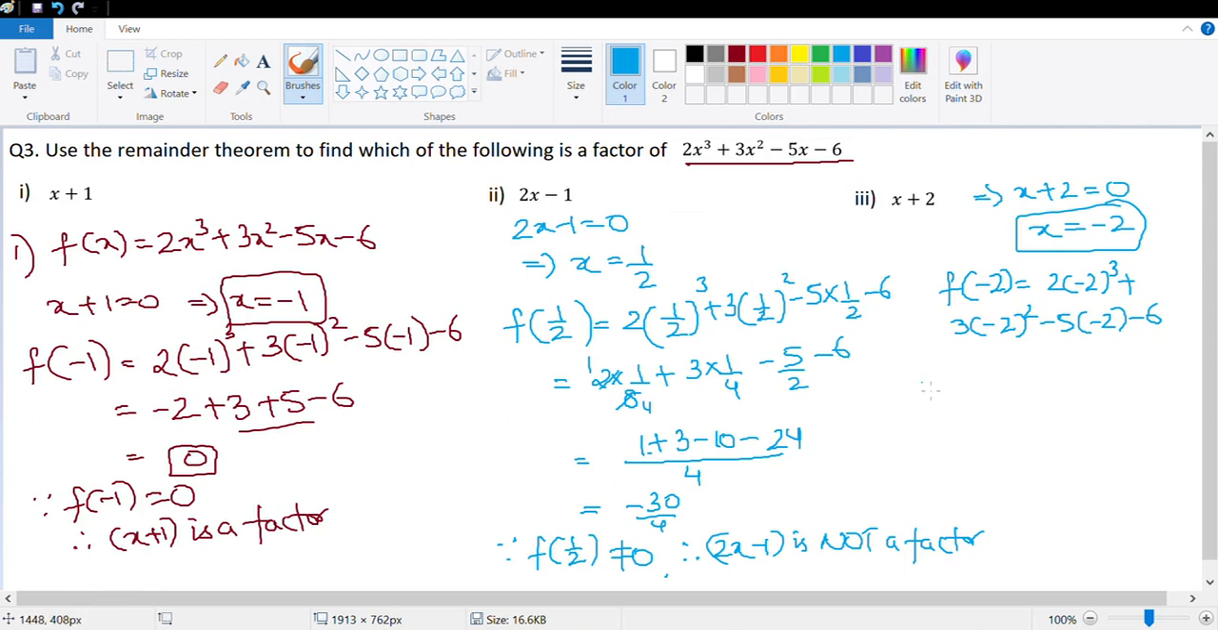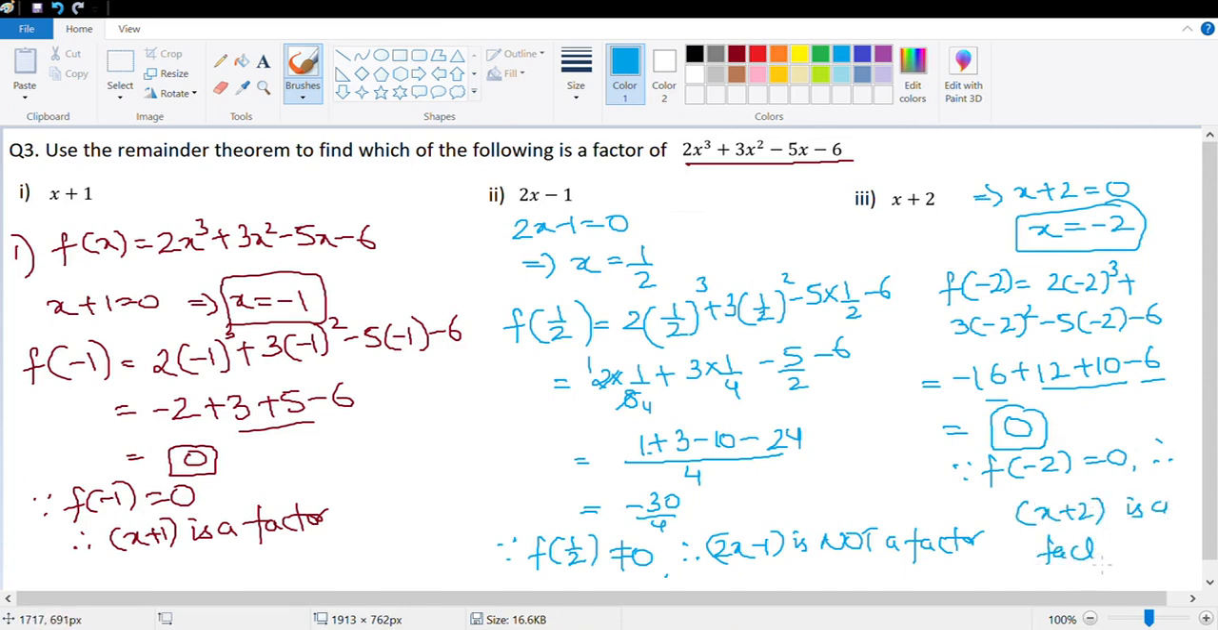2 times negative 2 cube, that's negative 8 into 2, negative 16, and negative 2 square is 4, into 3, that's 12, this is 10, this is 6, this is negative 22 plus 22, is equal to 0. So since f of negative 2 is equal to 0, therefore x plus 2 is a factor. Good, let's look at the next question.